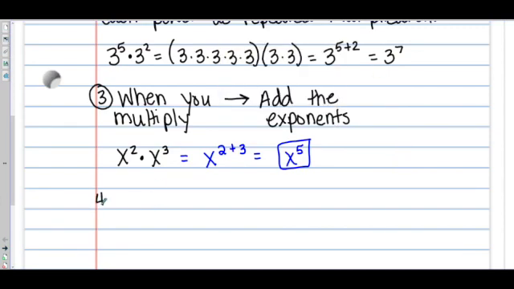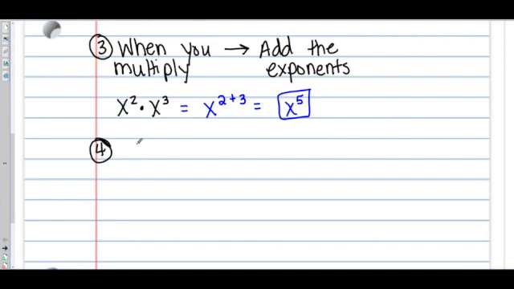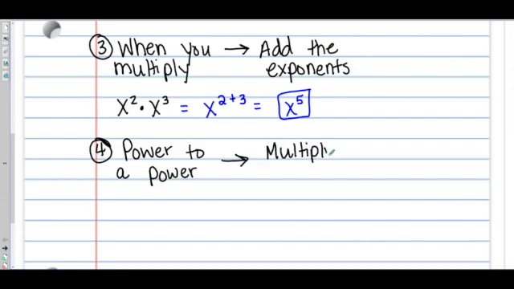Rule number 4. This one is power to a power. So power to a power, you multiply the powers. Power to a power, multiply the powers. So let me show you how that looks.